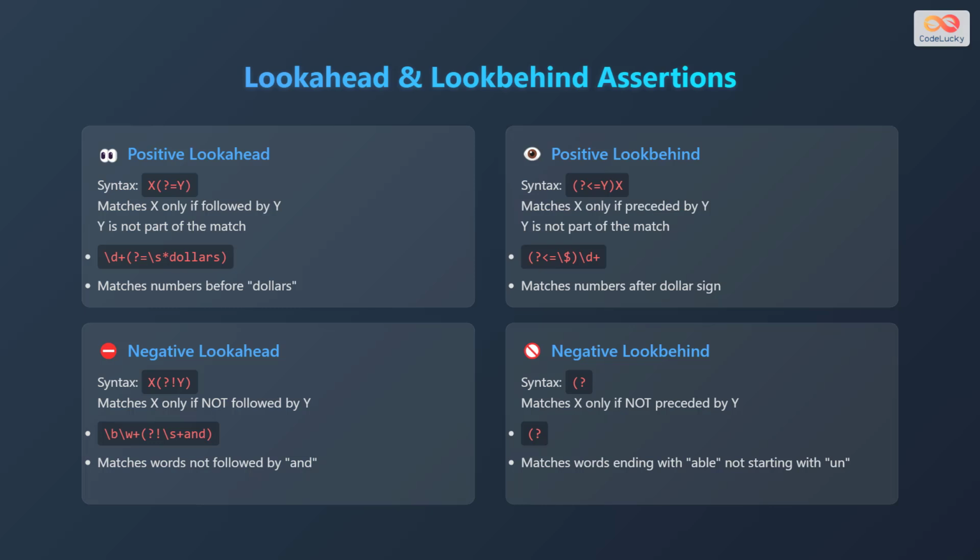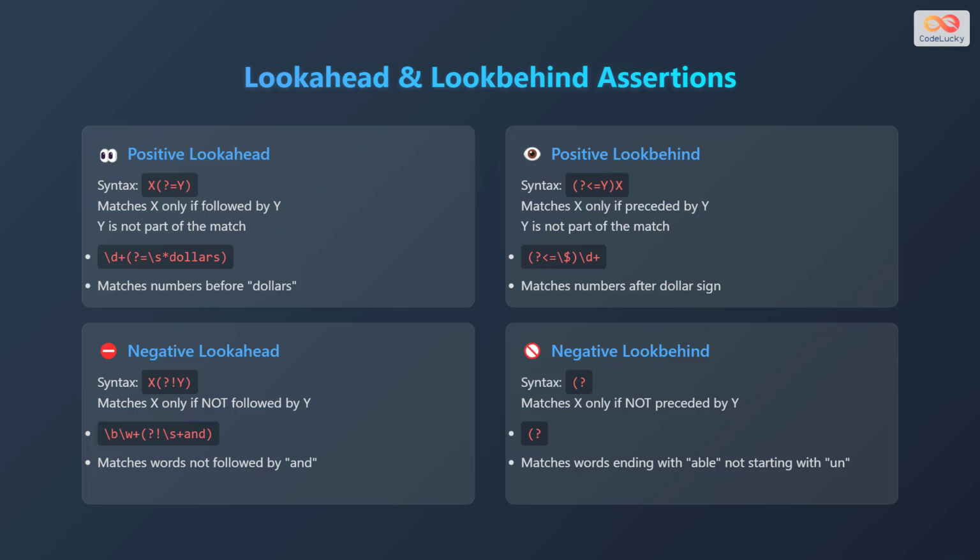Next, let's explore Lookahead and Lookbehind assertions. Positive Lookahead uses the syntax x(?=y). It matches x only if it is followed by y, but y is not part of the match. For example, \d+(?=\s*dollars) will match numbers only if they are followed by white space and the word dollars.